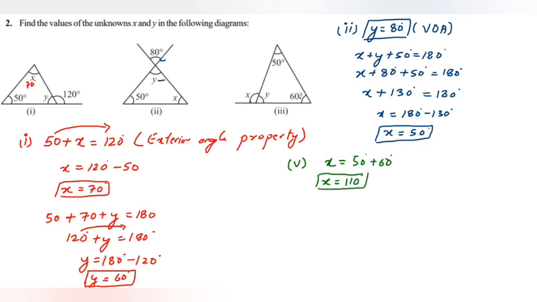Again, we're using the exterior angle property.